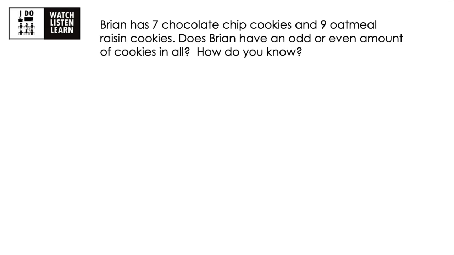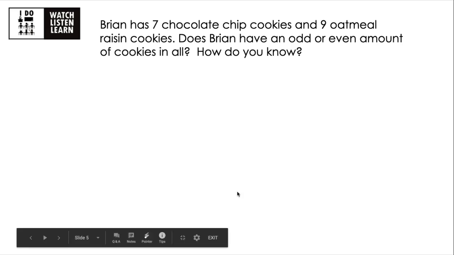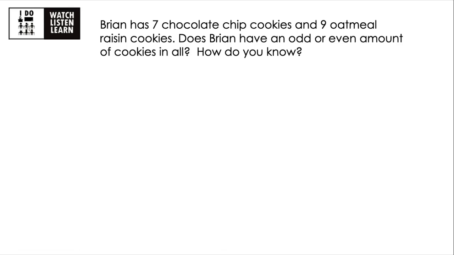Let's look at our I do. Our I do says, Brian has 7 chocolate chip cookies and 9 oatmeal raisin cookies. Does Brian have an odd or an even amount of cookies in all? How do I know? How do you know?